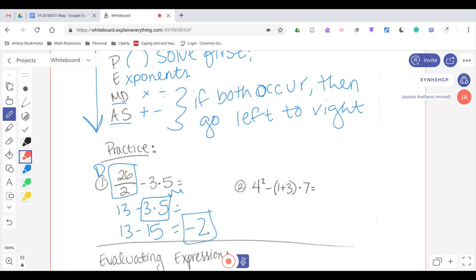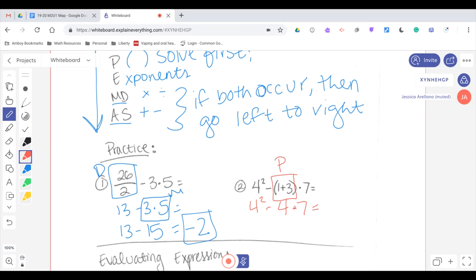The first thing I have to deal with is actually this parenthesis. So even though it's addition, which would be lowest on the totem pole, that is what I have to deal with first. So I'm going to bring down my 4 squared, my subtraction sign, but I know that 1 plus 3 is now 4 times 7.